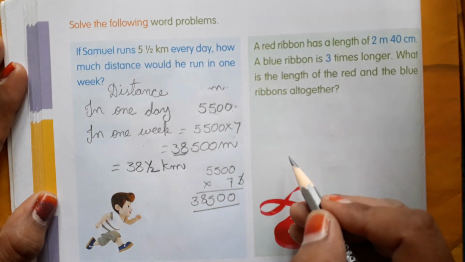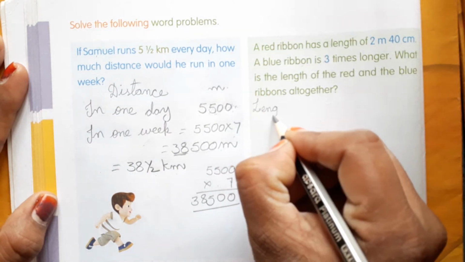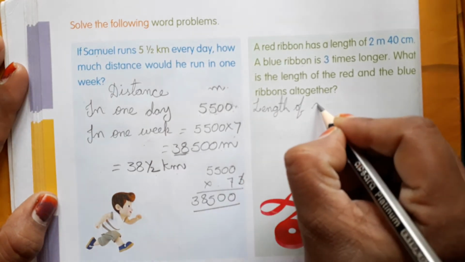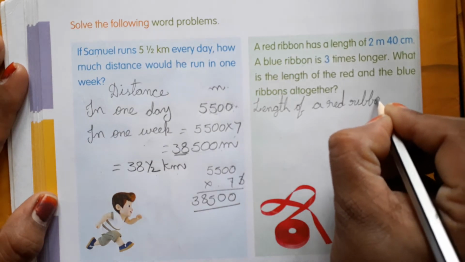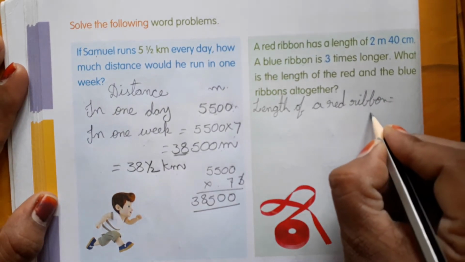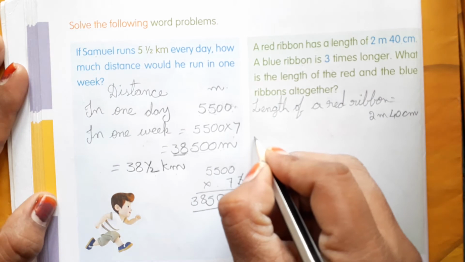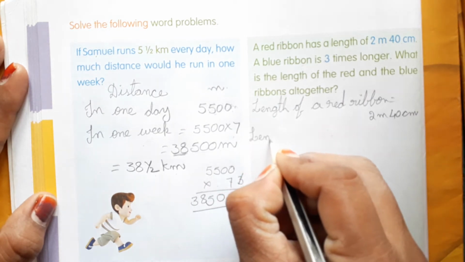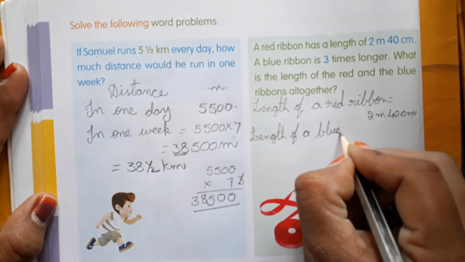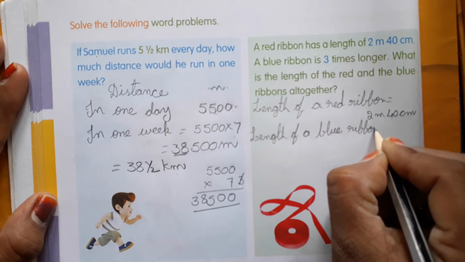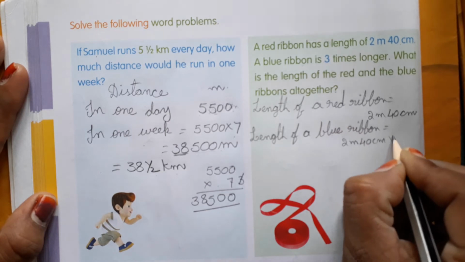So first write the length of the red ribbon. How much? 2 meters 40 centimeters. Next, the length of the blue ribbon. How will you find it? So 2 meters 40 centimeters into 3.